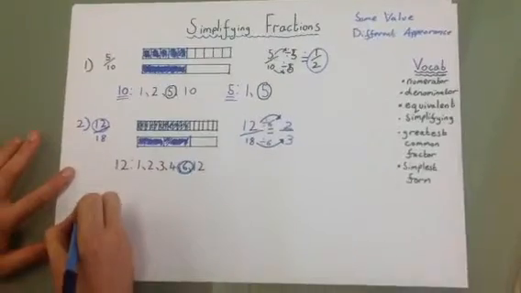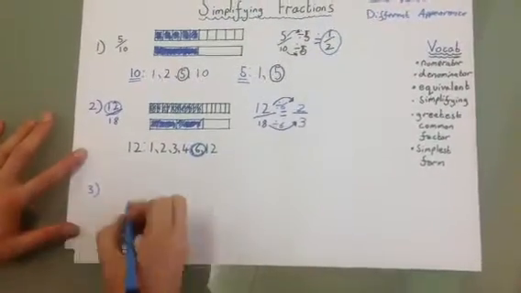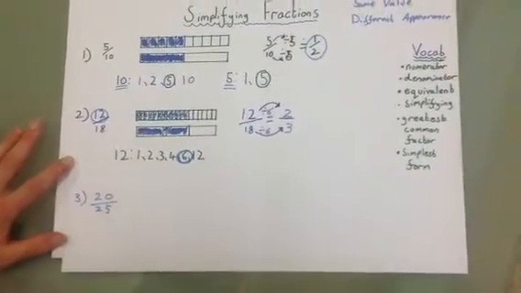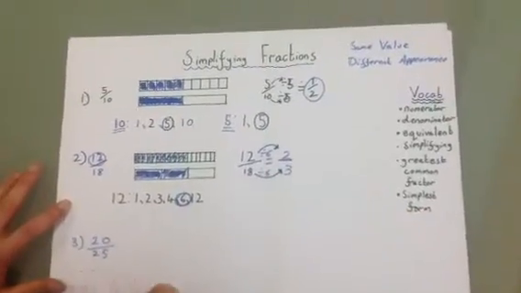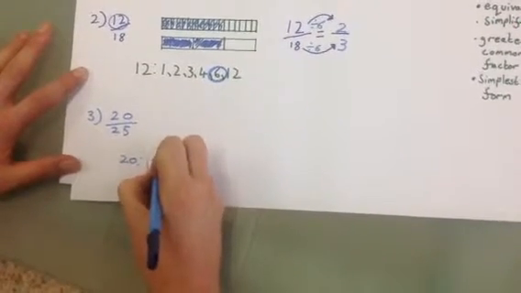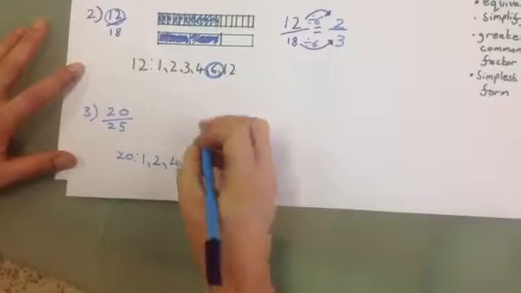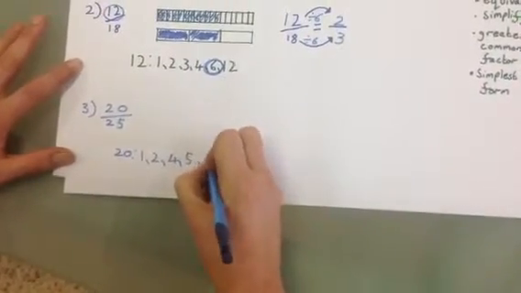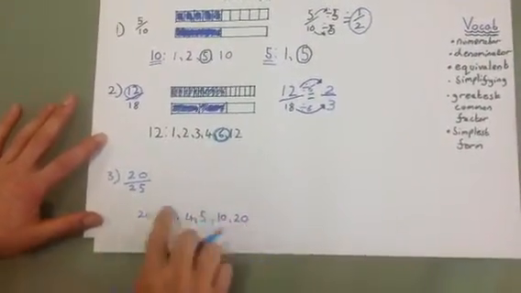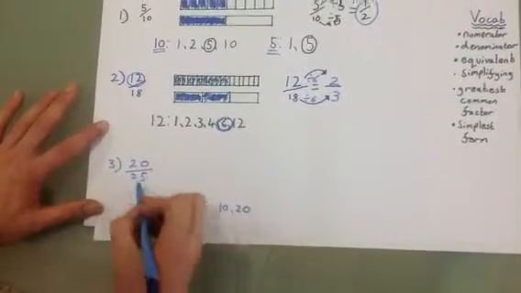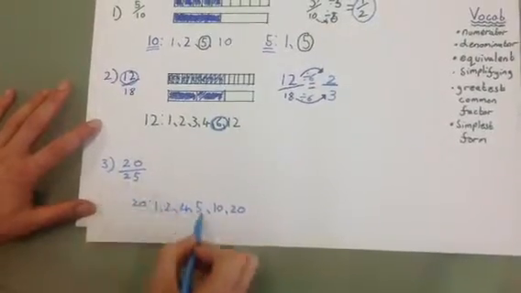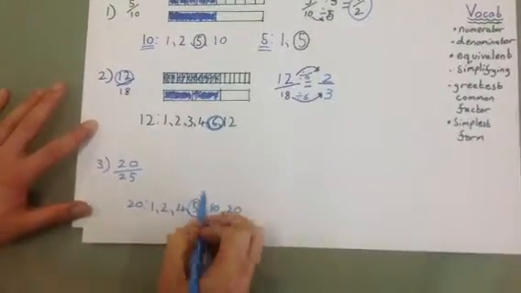I'm going to do one more very quickly here, and let's see what happens. Let's have a look at 20/25. Let's follow our rule. I want to write this in the simplest form. So I take my numerator, which is 20, and I'm going to write out all the factors: 1, 2, 4, 5, 10, and 20. And then let's go through these and see which is the first one that goes into our denominator. 20? No, so that's not a common factor. 10? No, so that's not a common factor. 5? Oh yeah, 5 times 5 is 25, so this is our highest common factor.